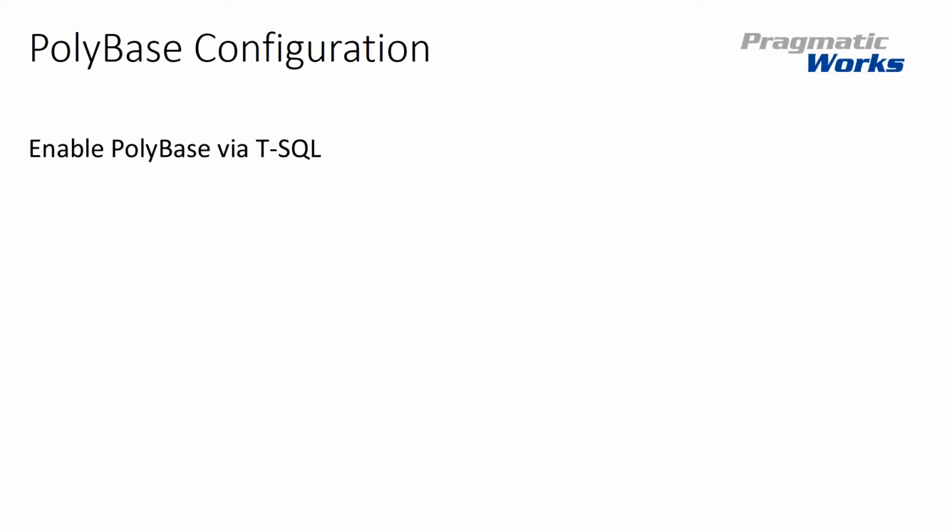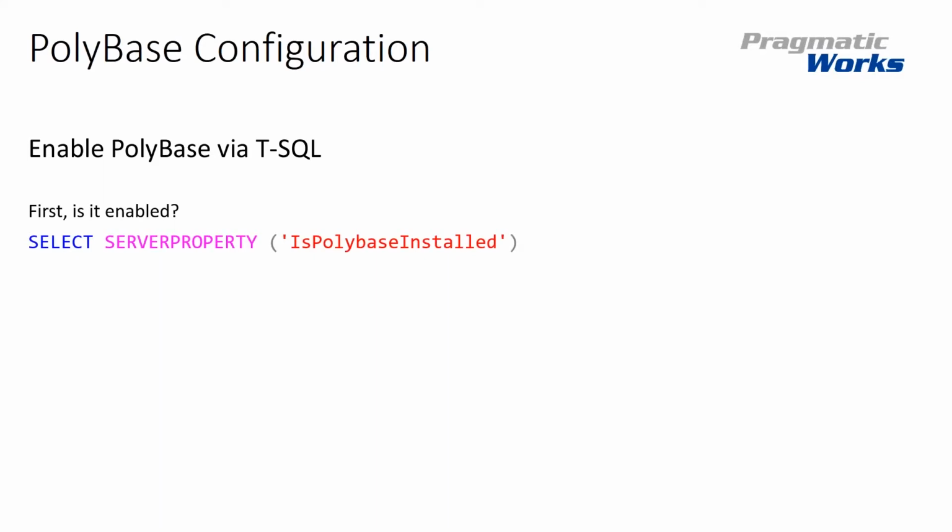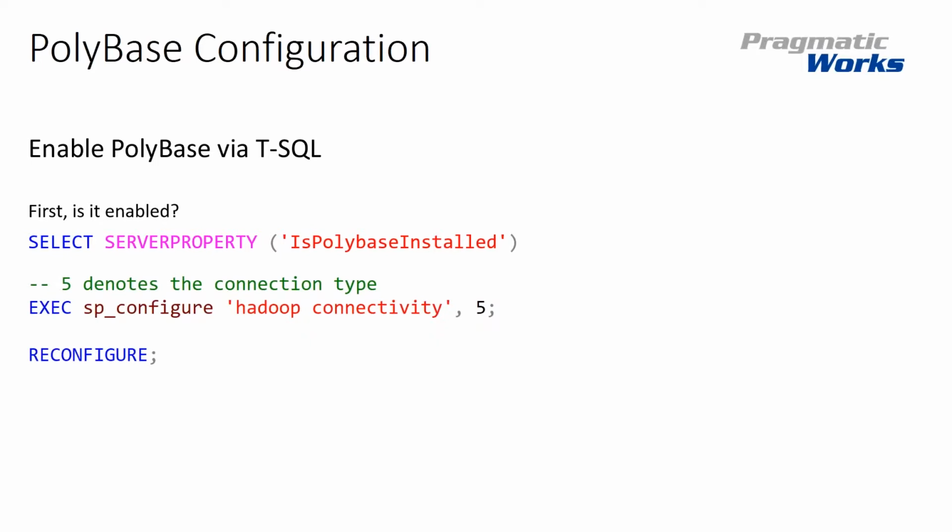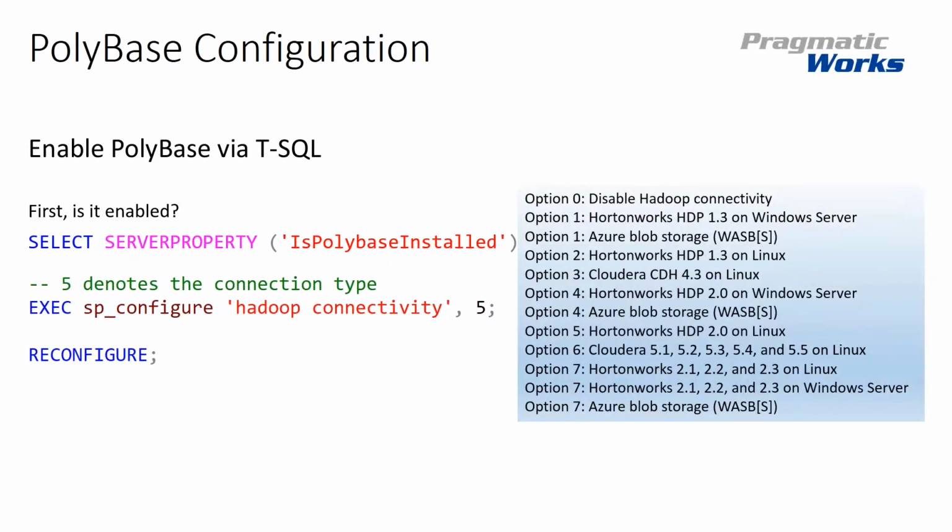So the Polybase configuration is all done via T-SQL. First, check to see if it's enabled. If it's already enabled, it doesn't give you an error message, it just tells you it's already enabled. You can actually select server property as Polybase enabled. And then you do exec sp_configure Hadoop connectivity. Now that 5 is telling you what version of Hadoop you're running. I'll show you all those versions, and then you want to reconfigure it. Those versions, 0 will tell you to disable it, 1, etc.